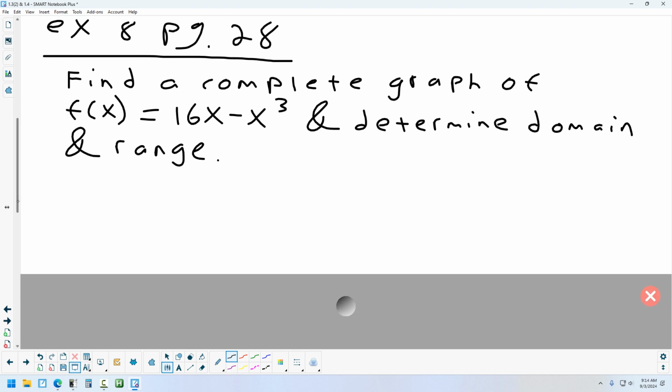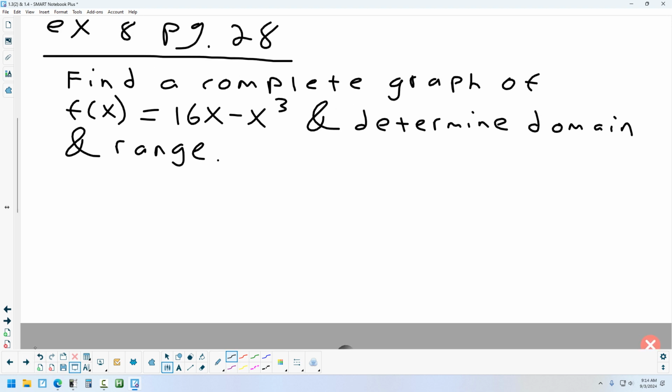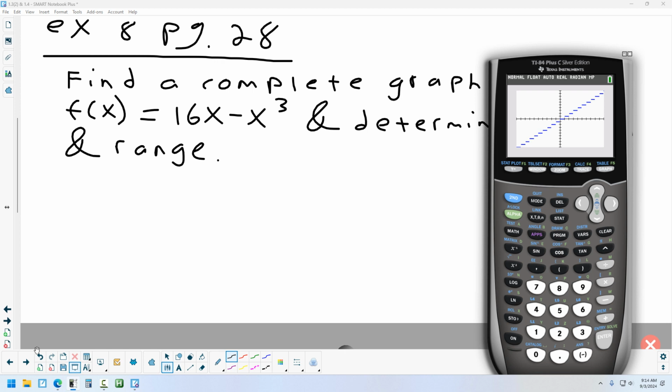All right, let's try another one with domain and range. We just did this a little bit last time, but just to review it. Let's do 16x minus x cubed.